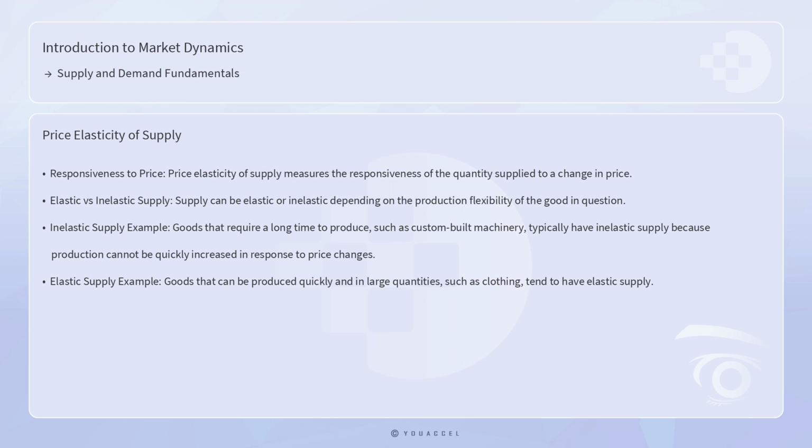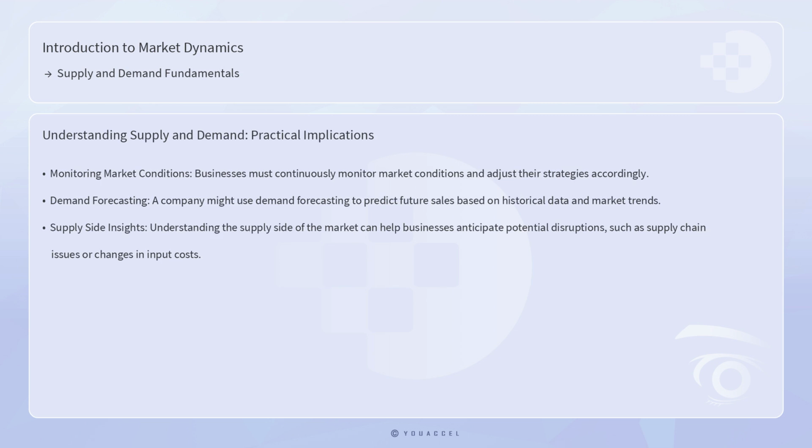Supply can be elastic or inelastic, depending on the production flexibility of the good in question. Goods that require a long time to produce, such as custom-built machinery, typically have inelastic supply because production cannot be quickly increased in response to price changes. On the other hand, goods that can be produced quickly and in large quantities, such as clothing, tend to have elastic supply.